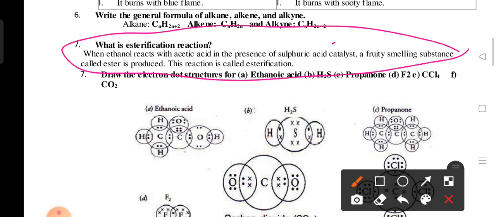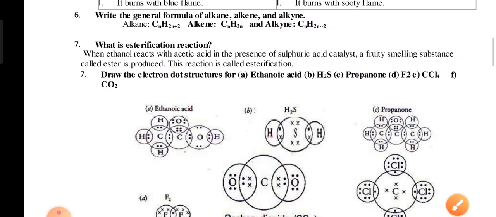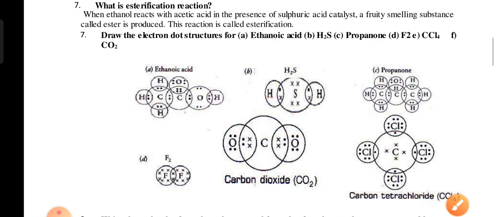Next, draw the electron dot structure for ethanoic acid, hydrogen sulfide, propanone, carbon tetrachloride, and carbon dioxide. These are some compounds for which we want to write electron dot structures. For example, the first one, ethanoic acid. Ethanoic acid is a carboxylic acid.